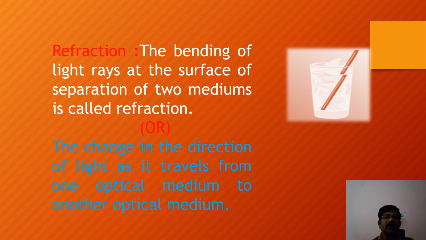The bending of light rays at the surface of separation of two mediums is called refraction. Refraction is the change in the direction of light as it travels from one optical medium to another optical medium. Refraction is a phenomenon in which bending of light rays takes place at the surface of separation of two media.